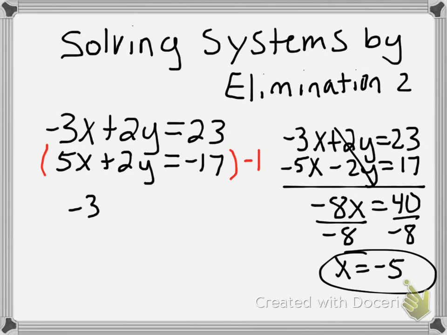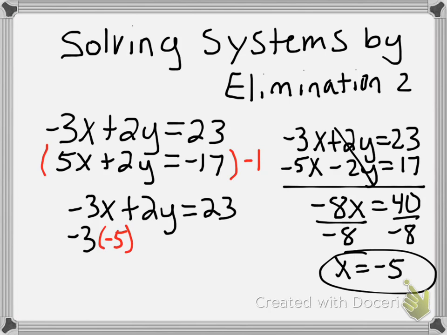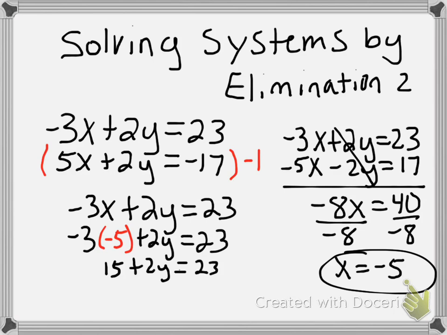So the top one was originally negative 3x plus 2y equals 23. And since my x is equal to negative 5, I'm plugging in a negative 5 for my x value. Plus 2y equals 23. Well, negative 3 times negative 5 is 15. Plus 2y equals 23. I have to subtract 15 from both sides. So those are going to cancel, so I get 2y equals 8. So in this case, my y is equal to 4.